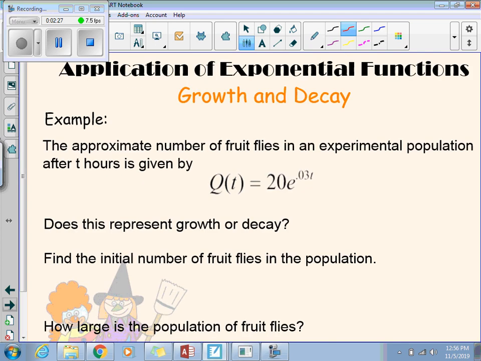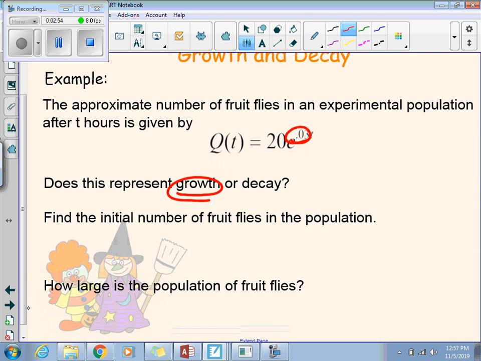So here is our first example for what this might be, right? The approximate number of fruit flies in an experimental population after t hours is given by 20e to the 0.03t. Does this represent a growth or a decay? This would be a growth, right? Because our number is positive there, so we're choosing growth. The initial value of fruit flies in this population, right, is the number being multiplied, so it's 20 fruit flies.